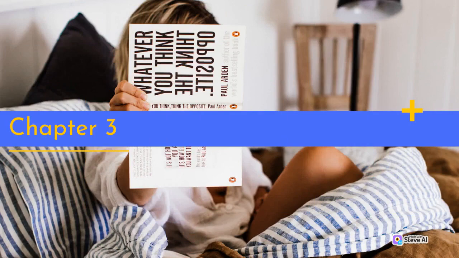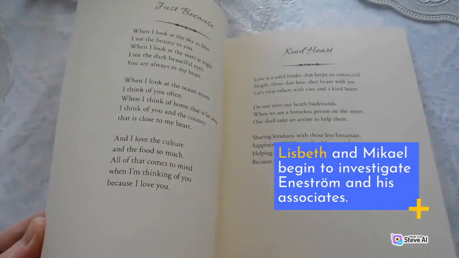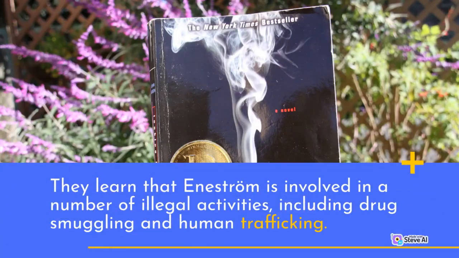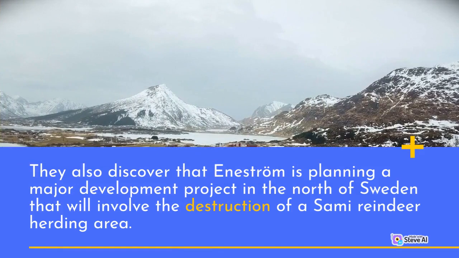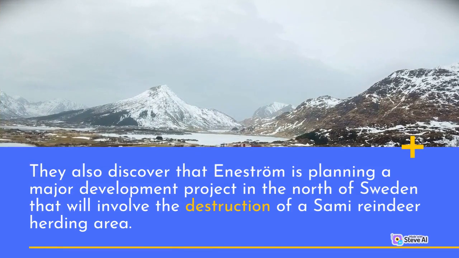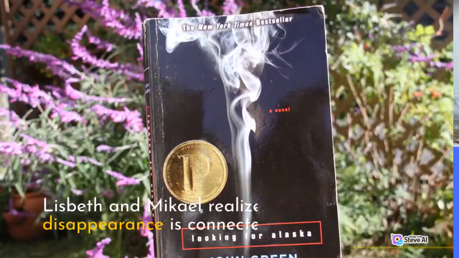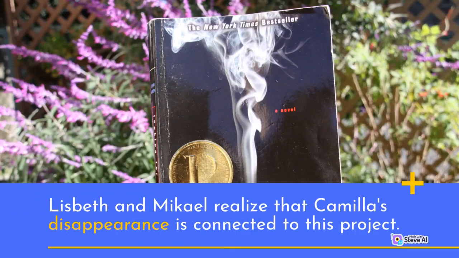Chapter 3. Lisbeth and Mikhail begin to investigate Ennerstrom and his associates. They learn that Ennerstrom is involved in a number of illegal activities, including drug smuggling and human trafficking. They also discover that Ennerstrom is planning a major development project in the north of Sweden that will involve the destruction of a Sami reindeer herding area. Lisbeth and Mikhail realize that Camilla's disappearance is connected to this project.